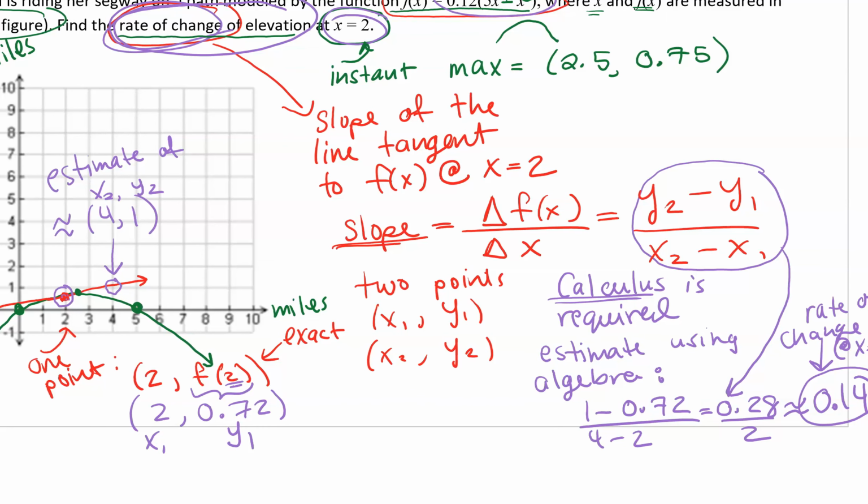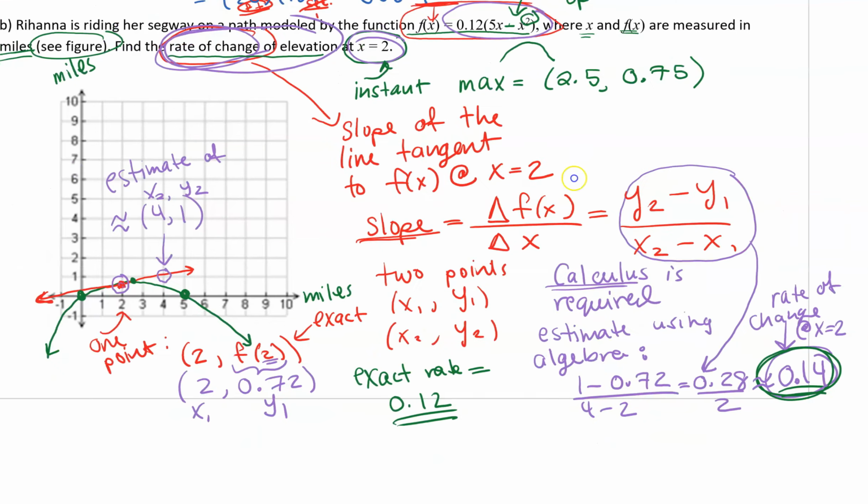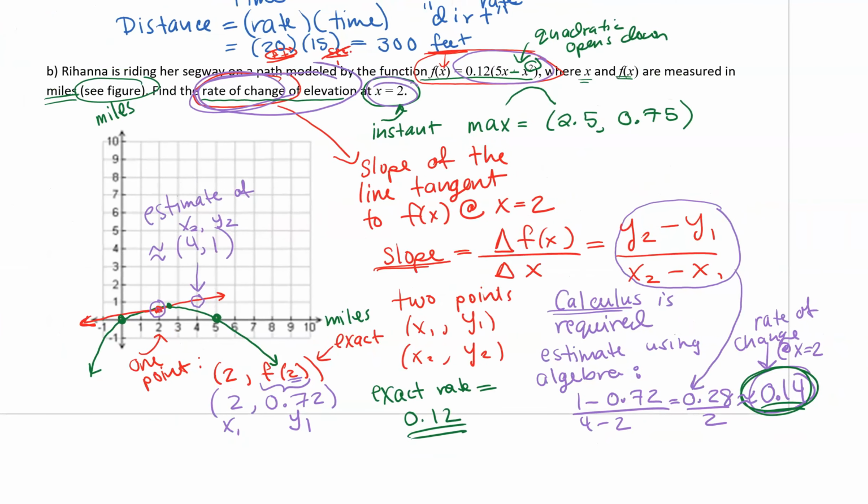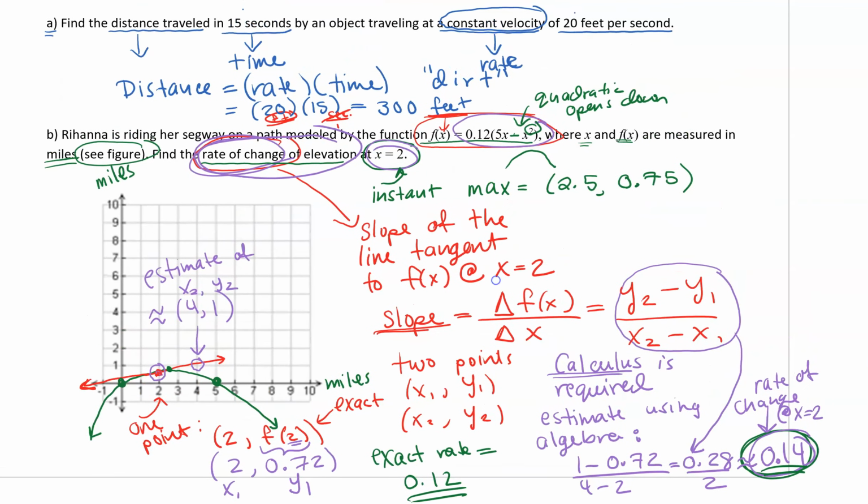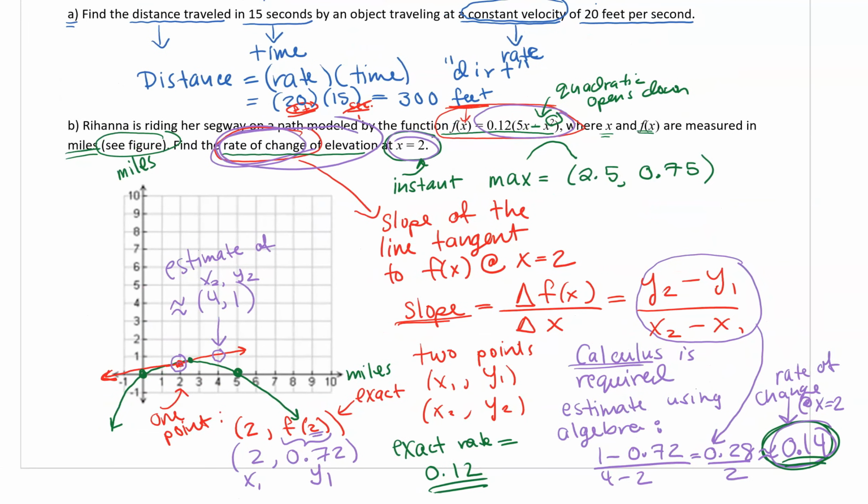Now, just a quick side note. I happened to calculate the exact rate of change earlier, and it turns out that the rate of change of elevation at x equals 2 is 0.12. So our estimate here, just from using pre-algebra, is actually not that far off. That also goes to show the power of the math you've learned before, right? Don't forget any of it because it's still quite useful.